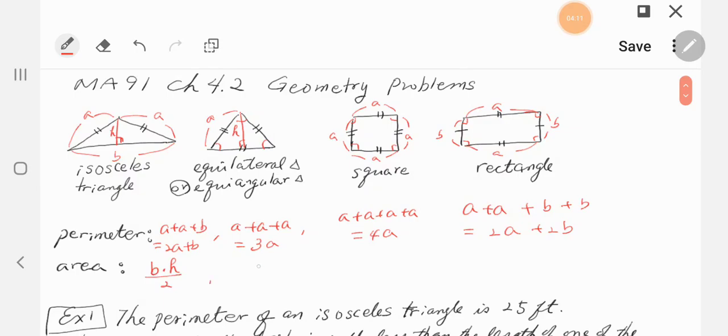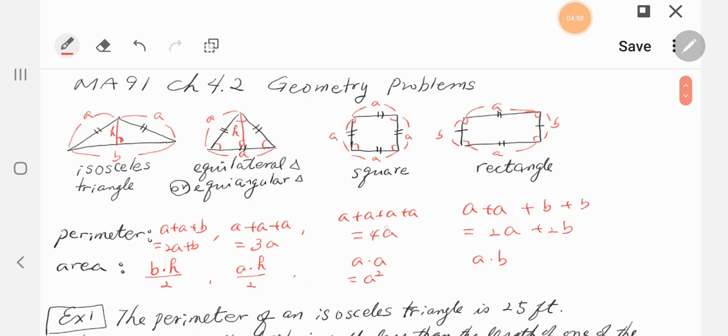Same thing over here. In this case, what's the base? The base is A, right? So A times height divided by 2. How about the square? The area is length times width. Length is A times A, so this is A squared. How about the rectangle? The length is A, the width is B. So A times B, length times width. That's the area.